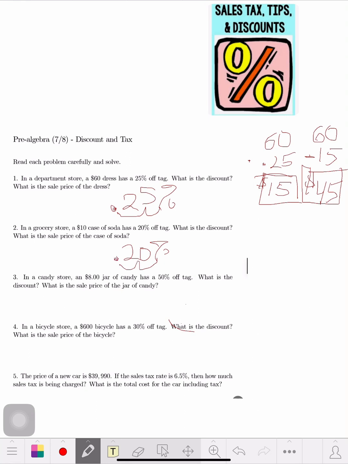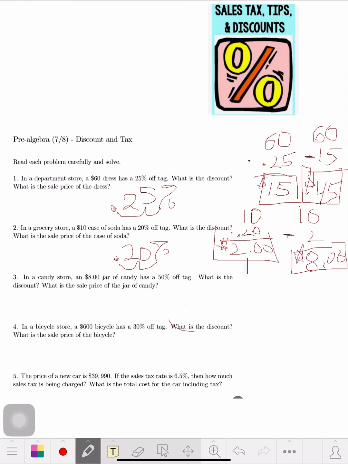So we got $10 times 0.20 equals $2. So the savings is $2. Let's put the dollar sign. Let's square this off. Now we take the $10 minus the $2. The cost to us is $8 for this case of tonic. Let's square that off. Put the dollar sign.